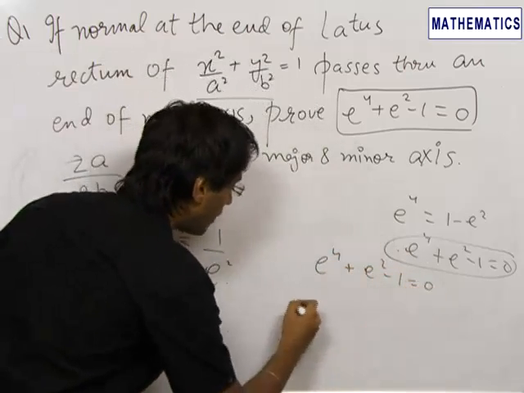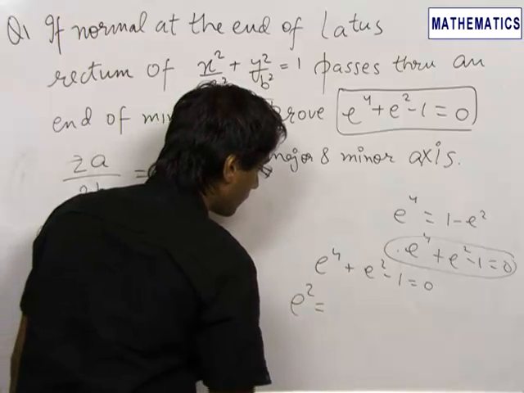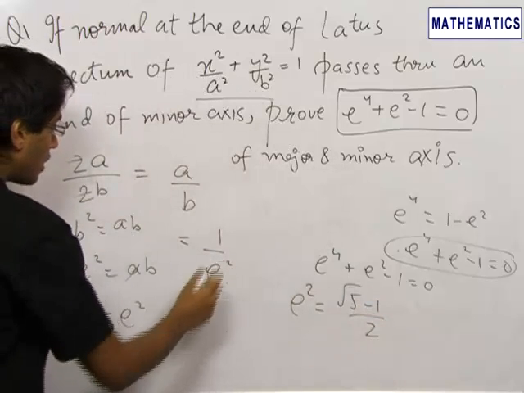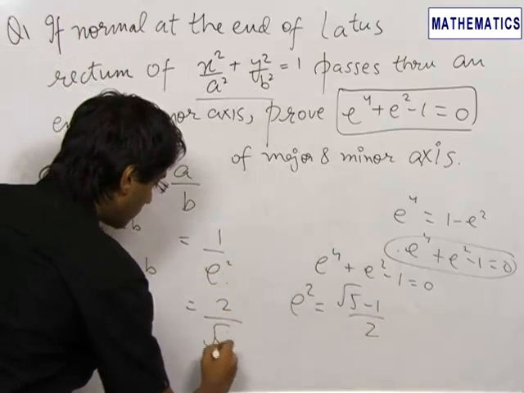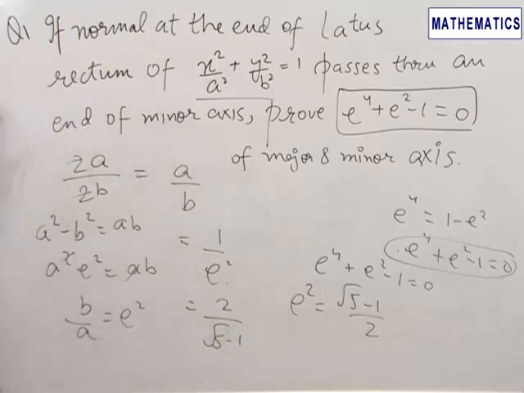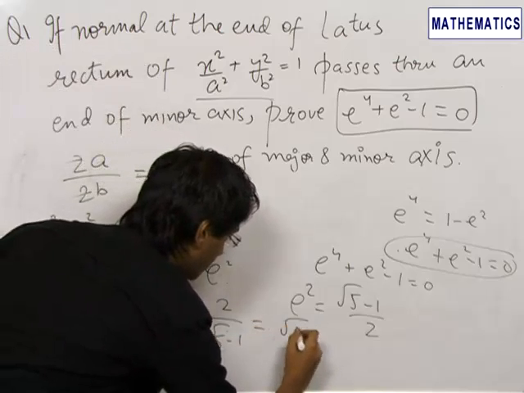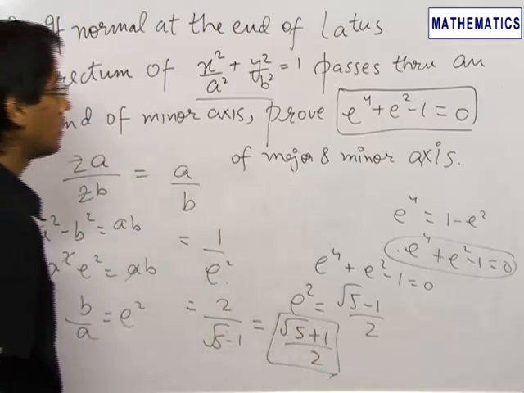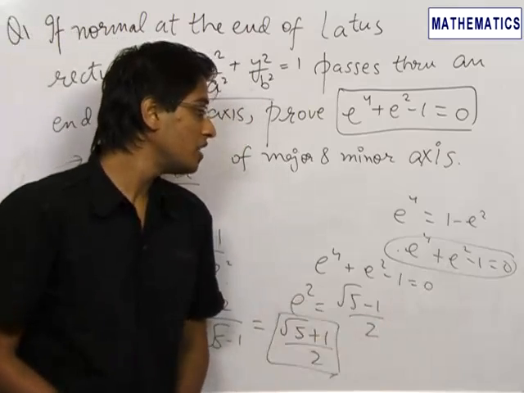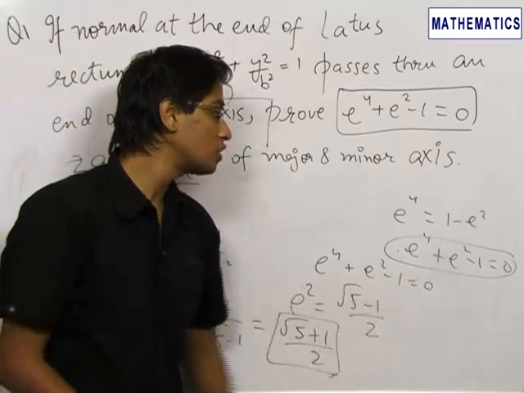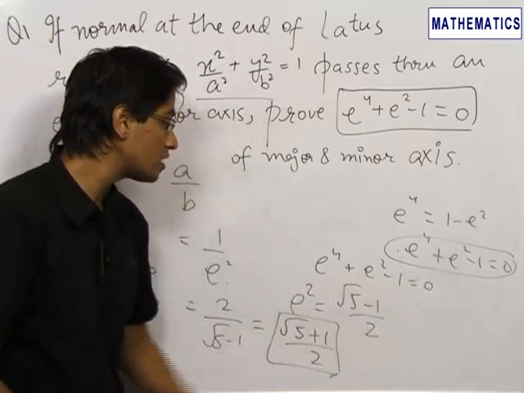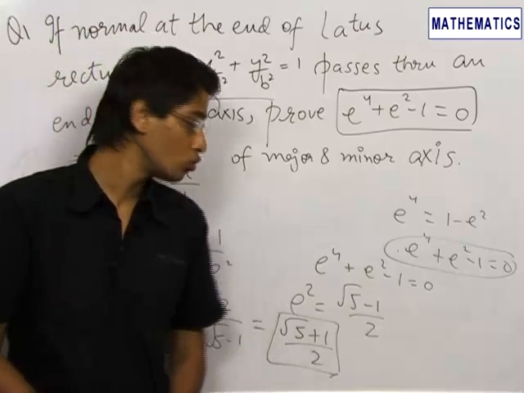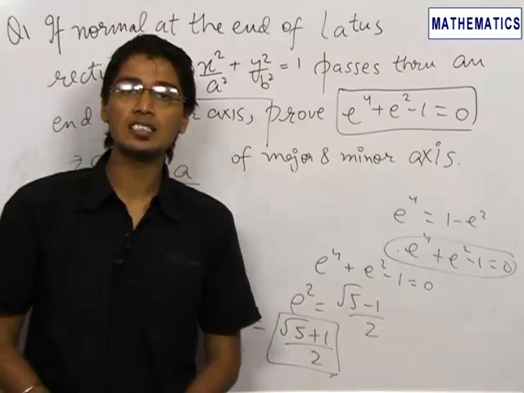Now from this biquadratic equation, we have e power 4 plus e square minus 1 equals 0. On finding the root, we get e square is equal to root 5 minus 1 upon 2. So our ratio will be equal to 2 upon root 5 minus 1, and the denominator can be rationalized to get root 5 plus 1 by 2. Hence the first part, in which we needed to prove e power 4 plus e square minus 1 is equal to 0, gave the root e square as root 5 minus 1 upon 2, which gave the answer for the second part, the ratio of the major and minor axis, to be equal to root 5 plus 1 upon 2, and this is our final answer.